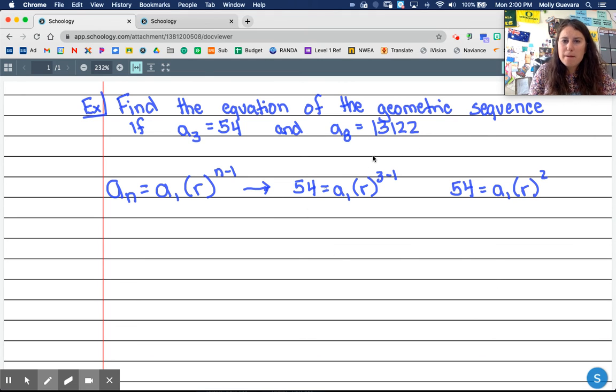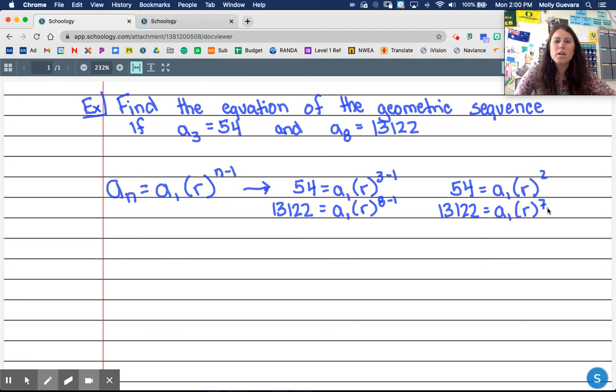Second equation, my output is 13,122 when my input is 8. So again, that's just 13,122 is equal to a sub 1 times r to the 7th. So there's my two equations. And currently they're stacked, and that's okay. Personally, I like to always do the bigger exponent on top. So I'm going to end up flipping this, which is totally fine. But if you don't want to, that's fine too.